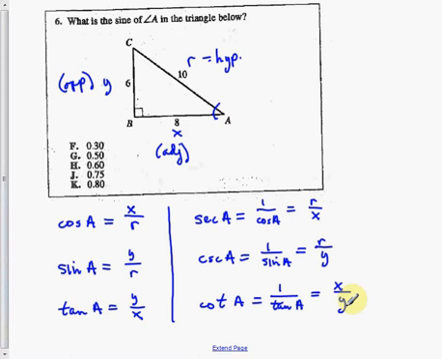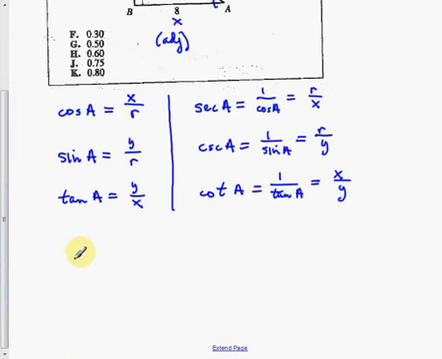So talk about the sine then. Talk about sine of A. So that's going to be the opposite over the hypotenuse. That's going to be 6 over 10. So the sine of A is 6 divided by 10. That's 0.6.